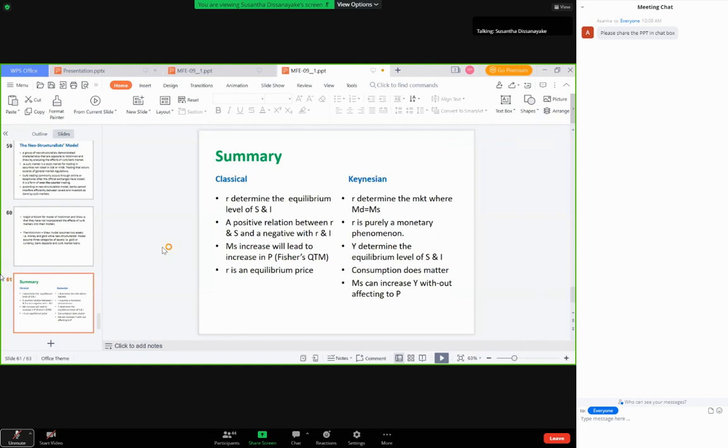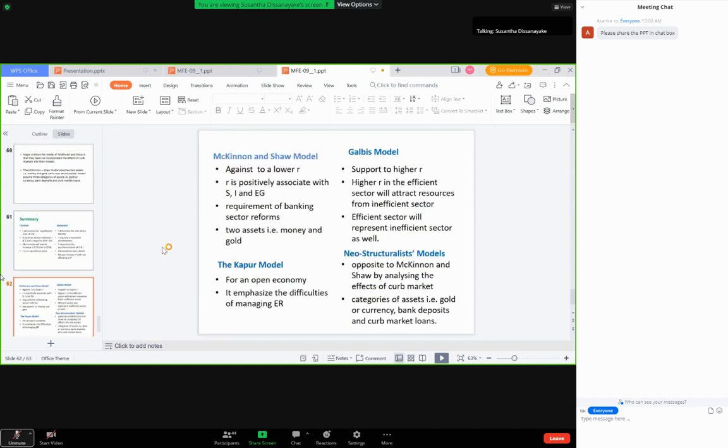Okay, then we are going for a summary. Before we go to the summary, I would like to ask if you have any difficulties understanding the things that we discussed today. That means McKinnon and Shaw, Kapur, Galvis, and the neo-structuralists. Any gray areas and difficulties? It doesn't matter, Sunday or Saturday. If you have any issue, please raise it.